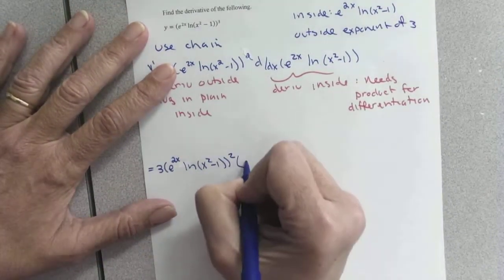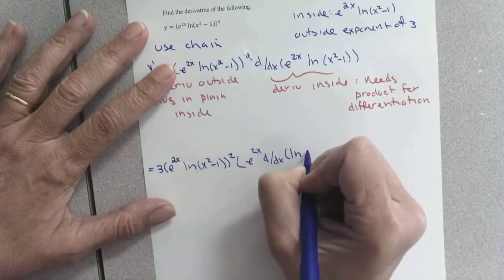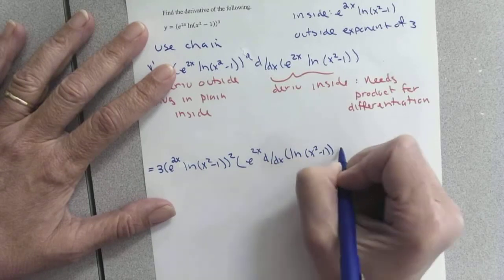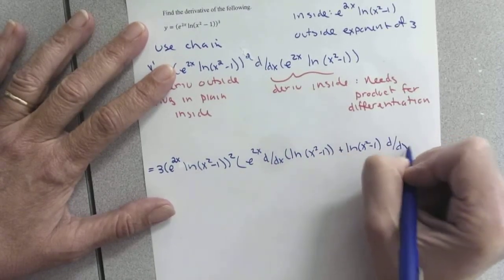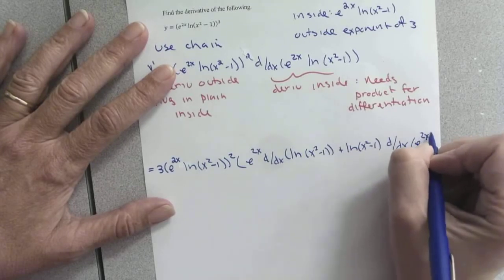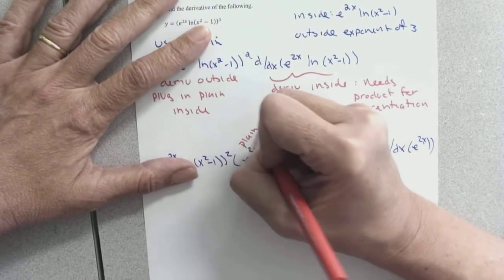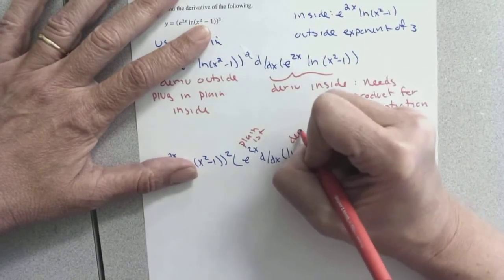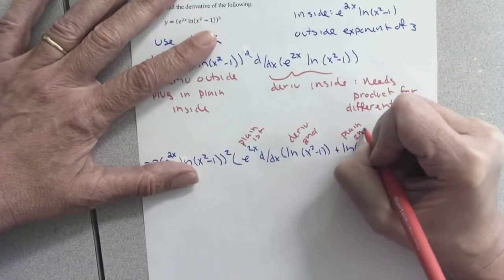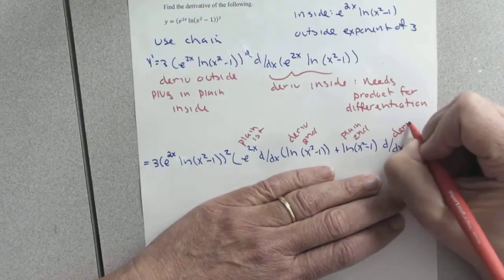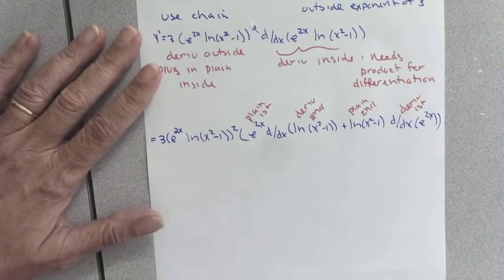Big set of parentheses. Plain first, derivative of the second, plus plain second, derivative of the first. Plain first, derivative second, plain second, derivative first. Keep whacking away at it.